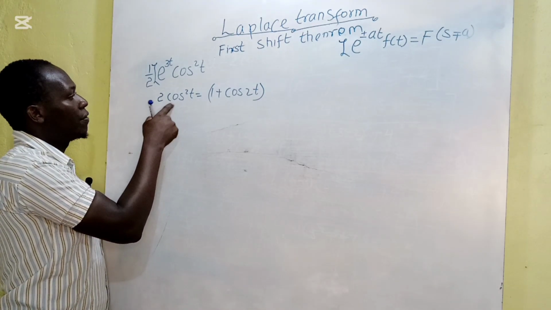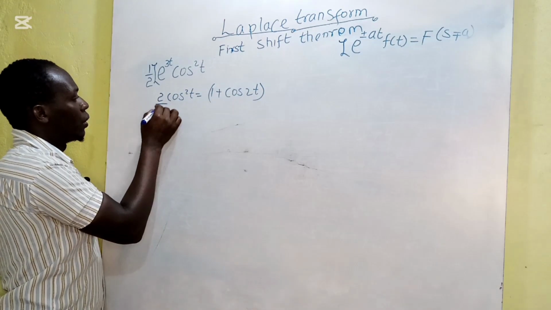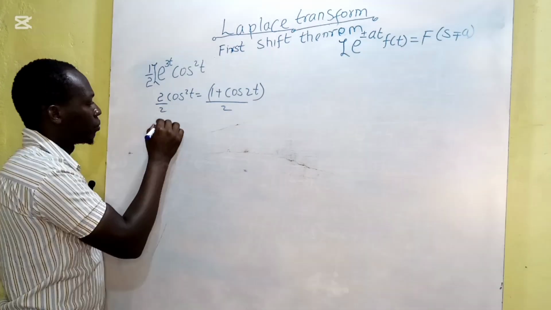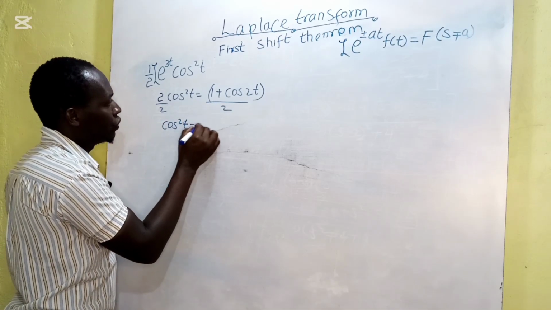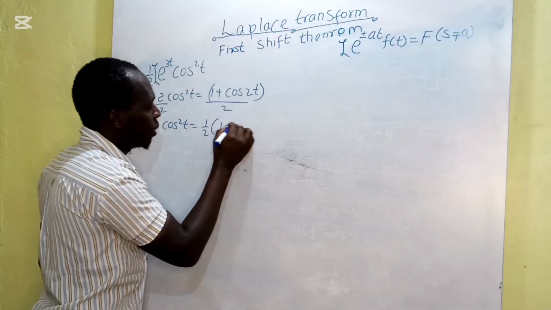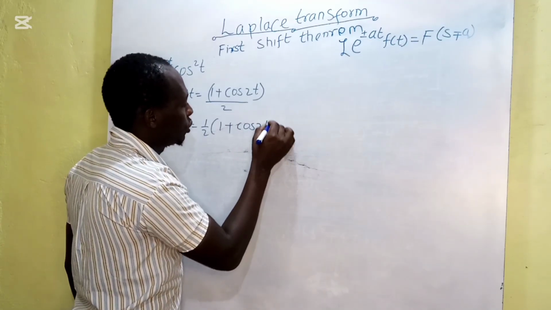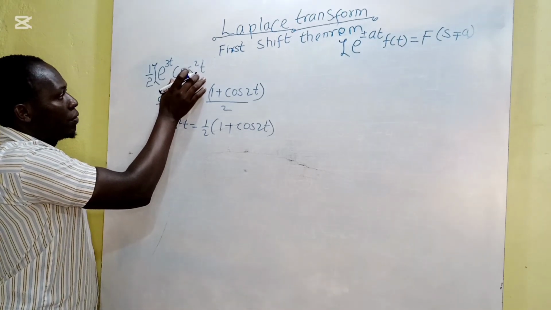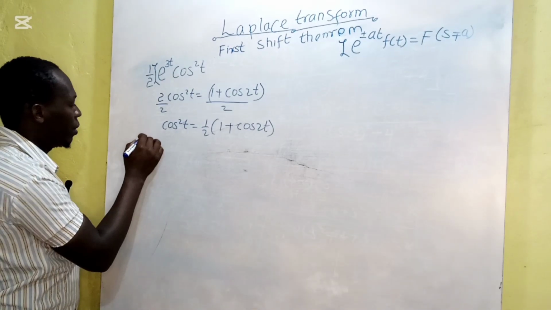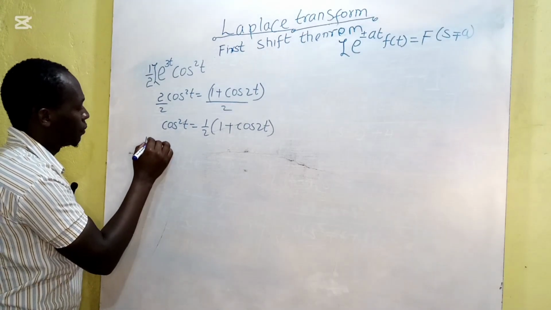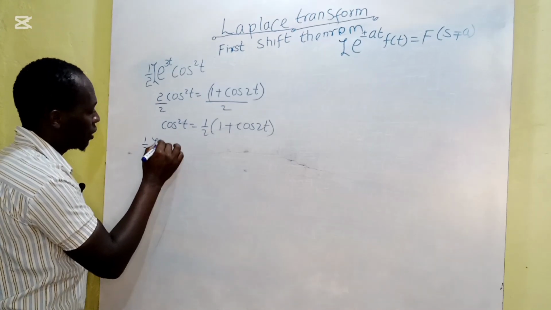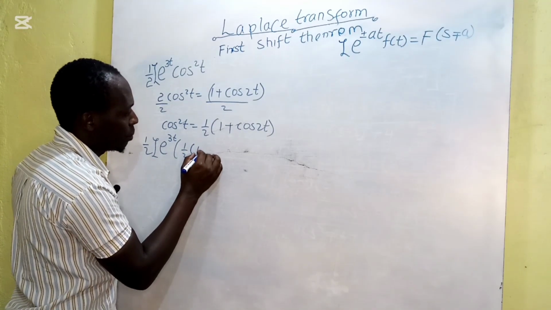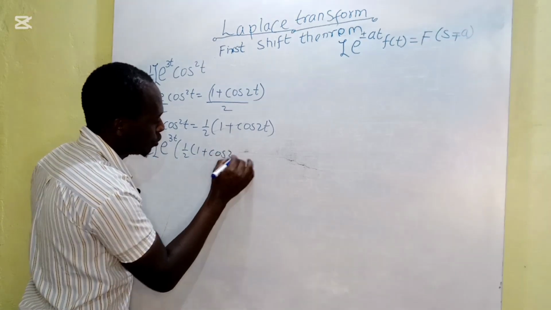Since we are only having cos squared t, we divide by 2. On this side also we divide by 2. And we are going now to have cos squared t is equal to a half into 1 we add to cos 2t. To mean that we've already simplified our function f of t at this point. Now we are going to have a half. We find the Laplace transform of exponential 3t into a half. Here we come and multiply by 1 we add to cos 2t.